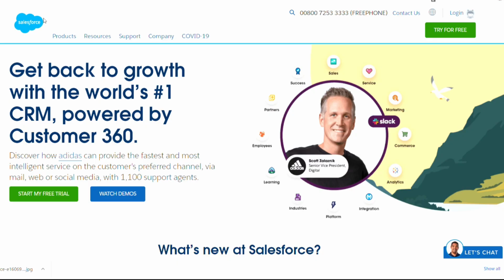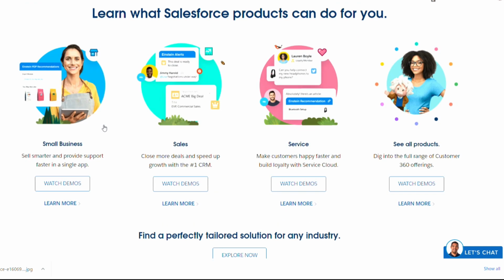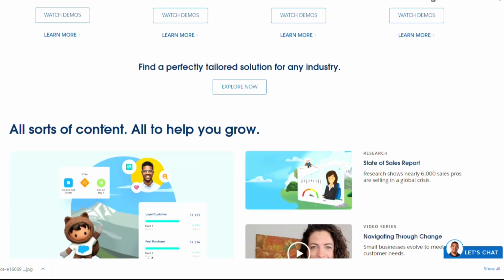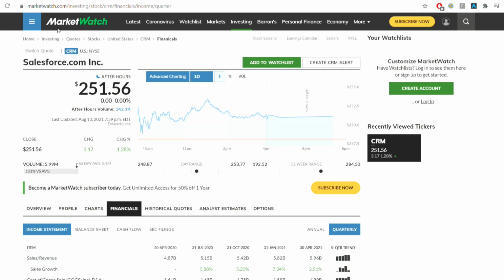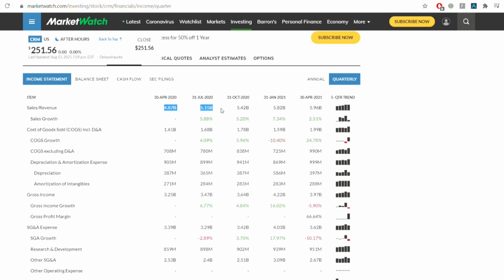It's Salesforce with the ticker symbol CRM. Salesforce is a large cap company which needs no introduction. It's a cloud based software, provides various customer relationship management tools. It is a fast growing company with very healthy financials and increasing revenue quarter on quarter as well as year on year.